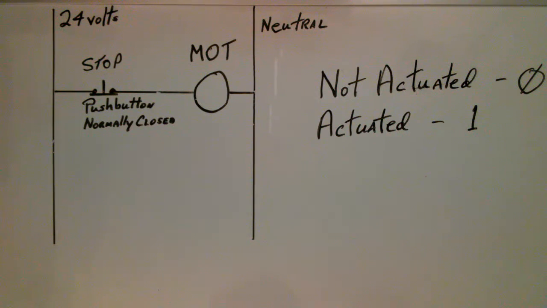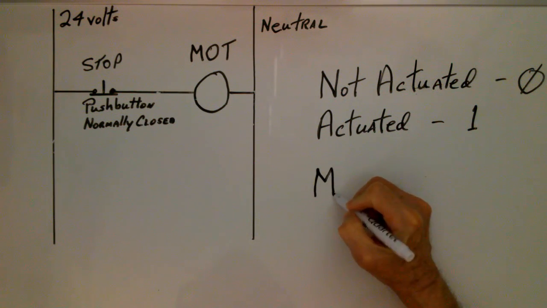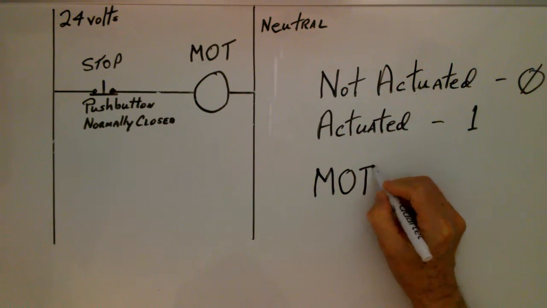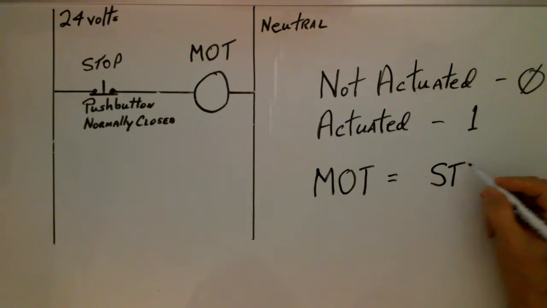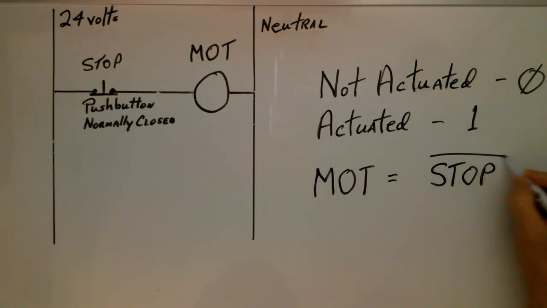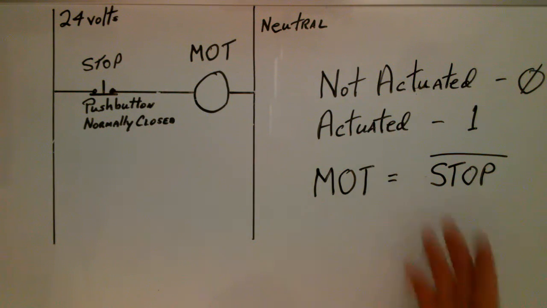In our previous circuit, we had a Boolean statement of MOT equal to start, and the left side of the truth table was identical to the right side of the truth table. So for this one, MOT will be equal to the stop button with a bar over it, meaning that the MOT coil is equal to stop not. Or another way of saying it is that the MOT coil is equal to the stop button not actuated.